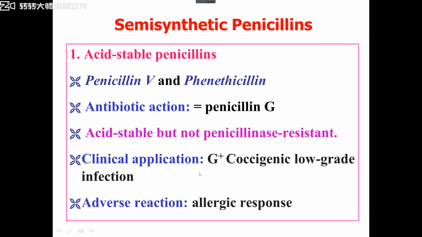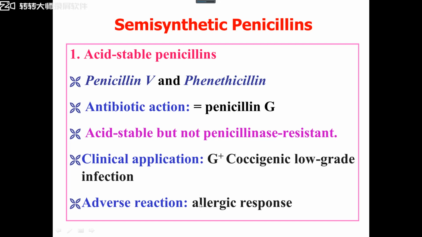Adverse action of penicillin V. Compared to penicillin G, which must be given by intramuscular or intravenous injection, the adverse action is allergic reaction. Same as penicillin G, penicillin V causes allergic response, but a mild allergic reaction. Some patients may get a skin rash, mild, and no problem. So when they use penicillin V, they don't do the skin test.